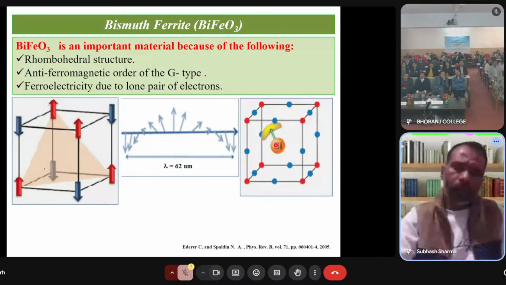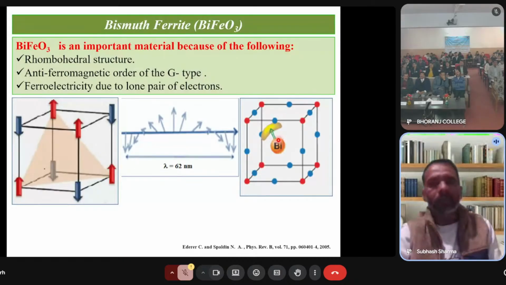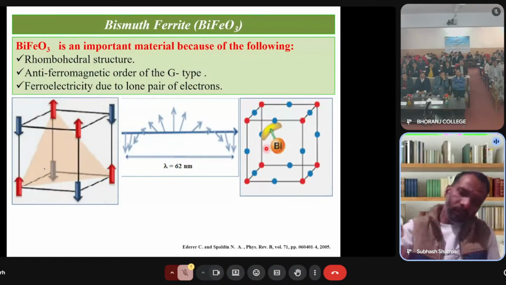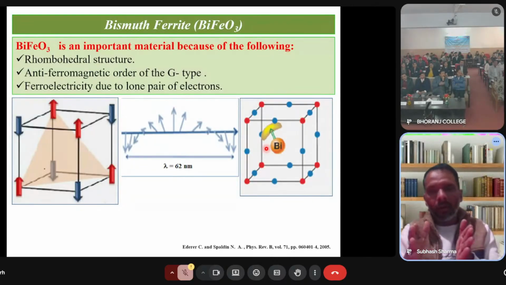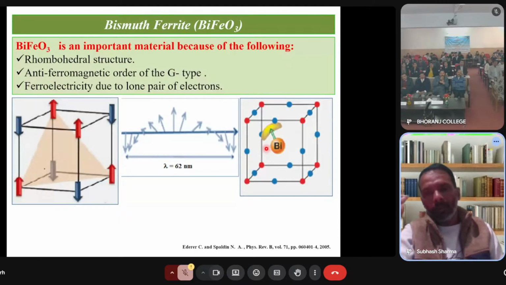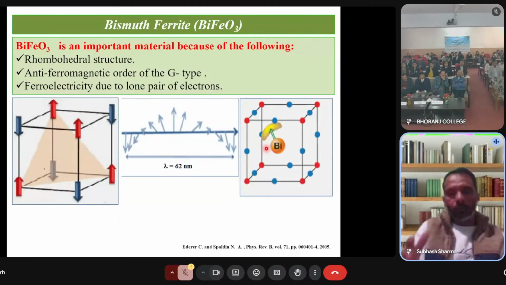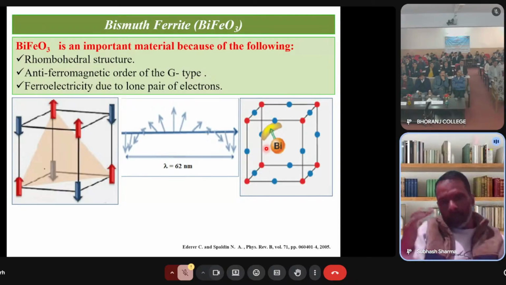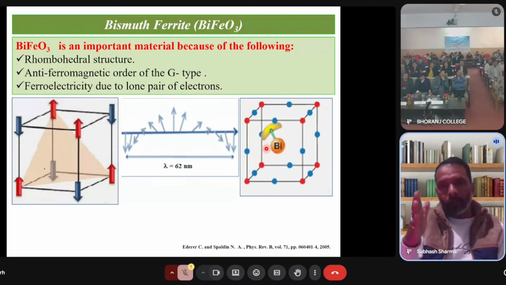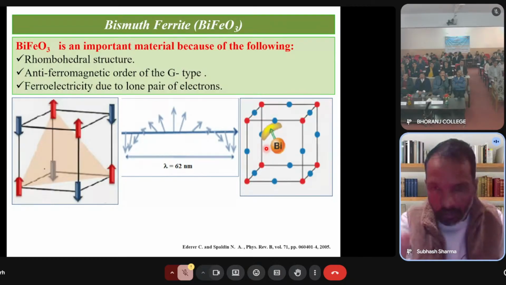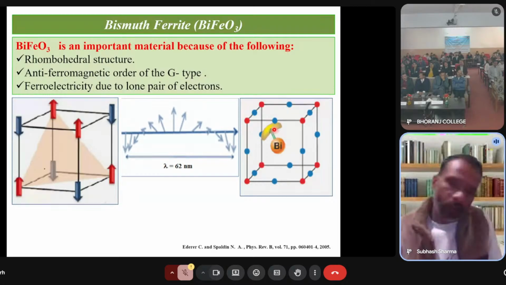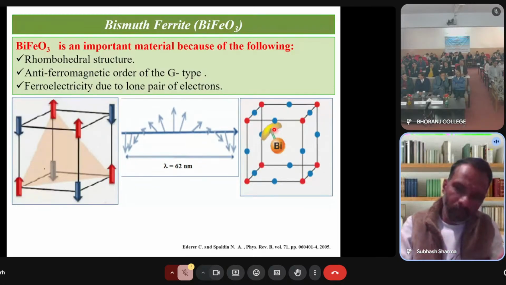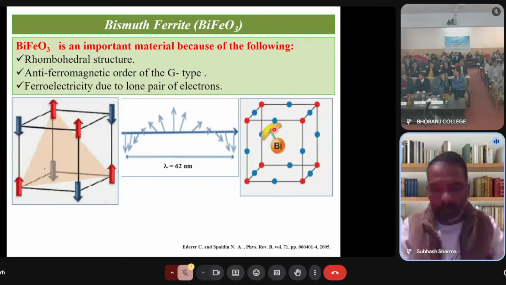And the polarization comes from the lone pair of bismuth. This lone pair is going to hybridize with oxygen orbitals, and as a result you have some dipole moment between the bismuth lone pair and oxygen. In ferroelectrics, you must have a permanent electric dipole moment. So by hybridization between the bismuth lone pair and oxygen, you must have some distance between bismuth positive and oxygen negative.